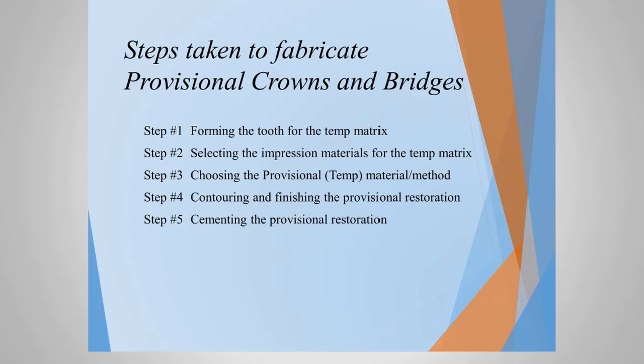These are the steps that I usually take in fabricating temporary crowns. Step 1, forming the tooth for the temporary matrix. Step 2, selecting impression materials. Step 3, choosing the provisional or temp material that we're going to be using to make the temp. Step 4, contouring and finishing the temporaries. And step 5, cementation.